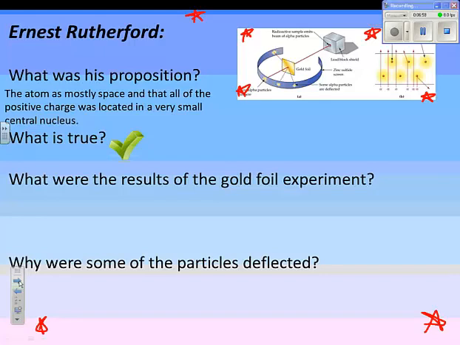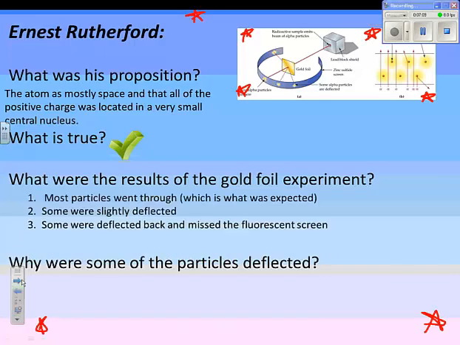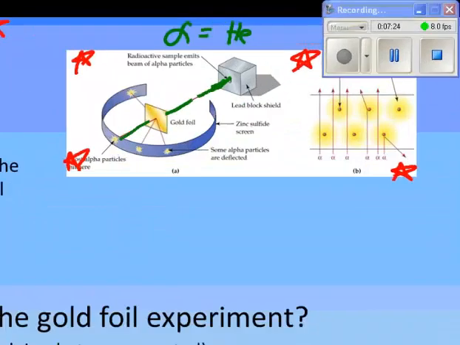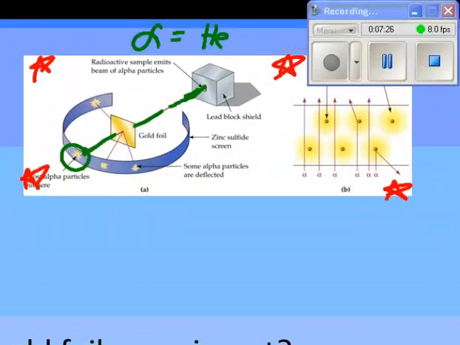So what were the results of the gold foil experiment? Well, what happens here is this little thing has what's called alpha particles. An alpha particle is a helium nucleus. So it's shooting helium at this gold foil. Now what's happening is that most of the helium goes through and hits right here. So most of them go right through the gold foil, telling us that there's nothing in the way to deflect those very tiny helium particles.